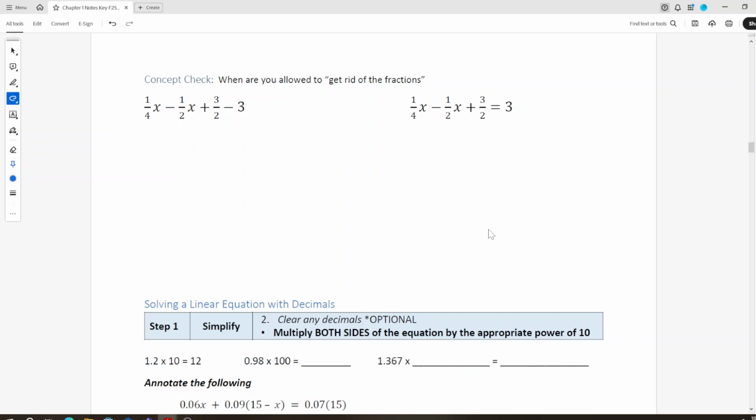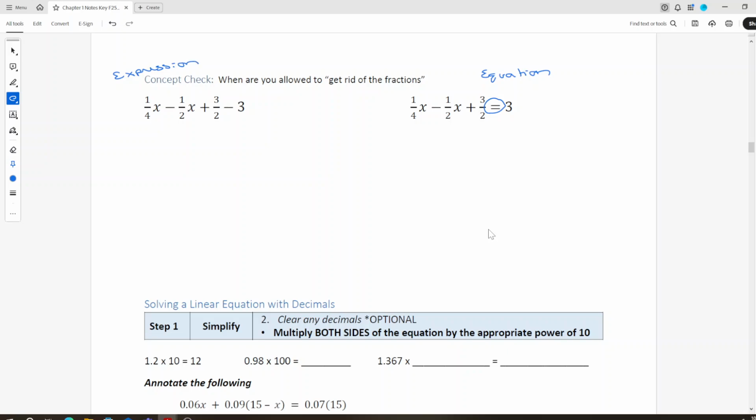Why were we allowed to get rid of the fractions? So, for example, what do I have written here? I have two things. What's this versus this? What do you notice is the difference between these two questions? Well, in this one, I've got a -3, and this one I put in an =3. This is an equation. This is an equation with fractions. This is an expression with fractions.